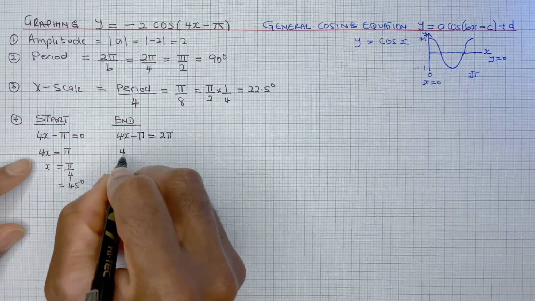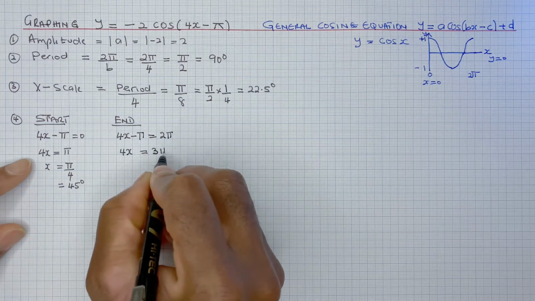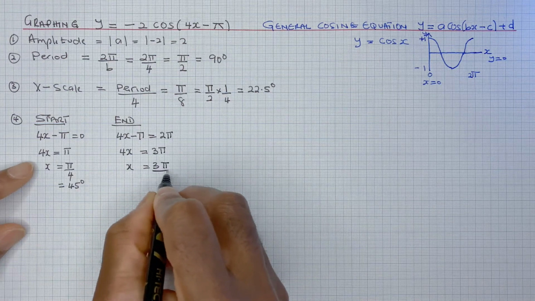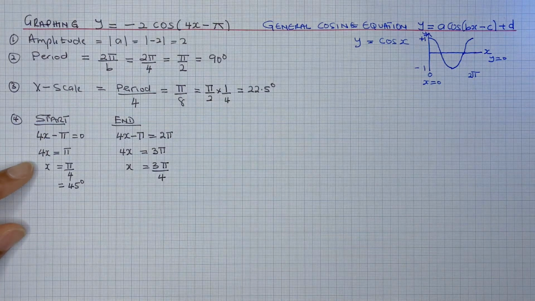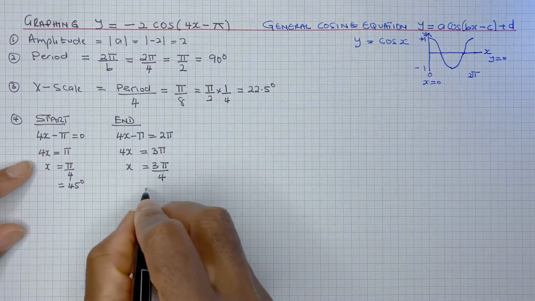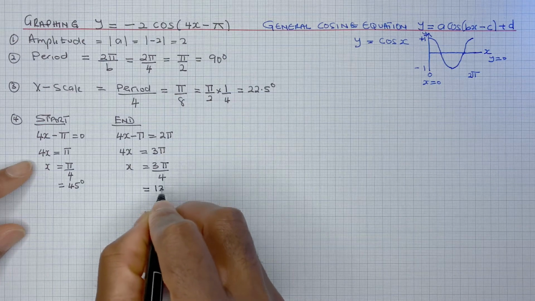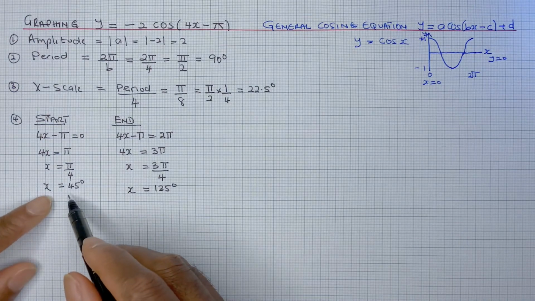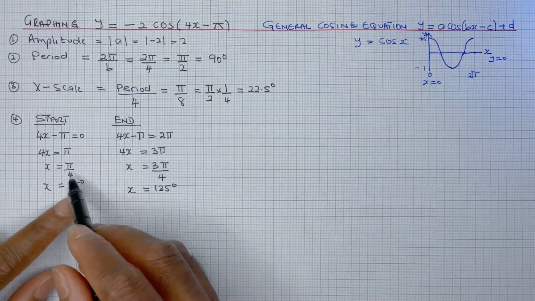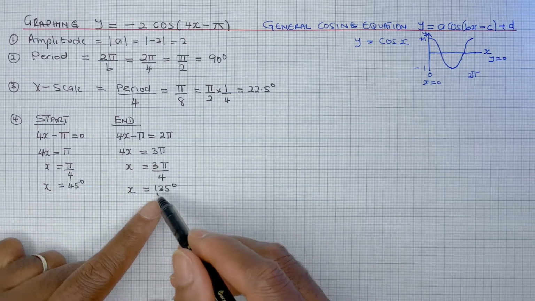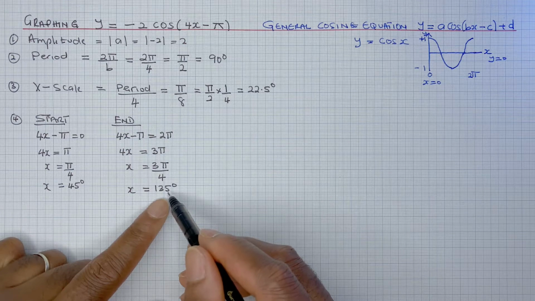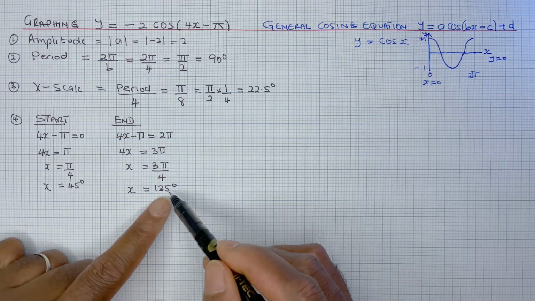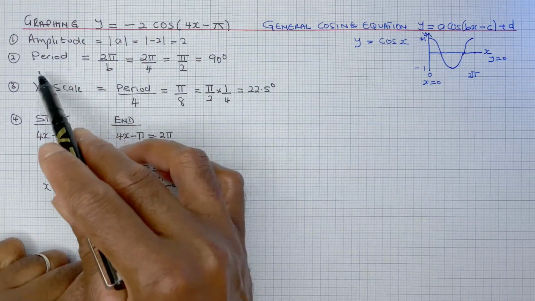4x minus pi equals 2 pi, and 4x equals 3 pi. X equals 3 pi over 4, and that equals 135 degrees. So the start of the period is at 45 degrees, pi over 4, and the end is at 135 degrees. If you take away 45 from 135 degrees, you get 90 degrees, which is the period.